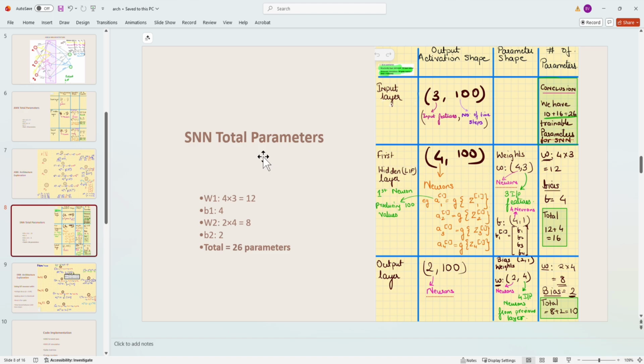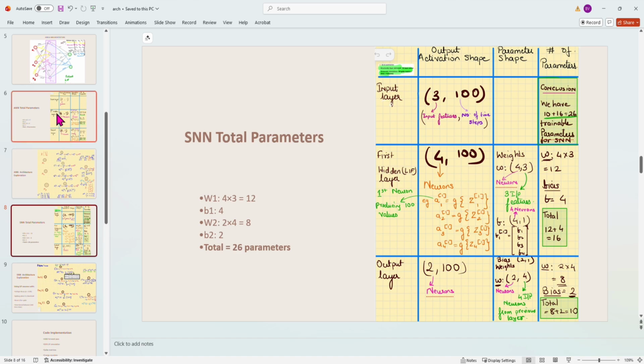So let's talk about spiking neural network parameters. Just like we did for the ANN, we have one for the SNN also. Essentially everything is going to be extremely similar to our ANN architecture and parameters. The only change here is we have 100 here, where in the ANN we had 1. The 100 here represents the number of time steps, and the total number of parameters is going to be exactly the same as the ANN.